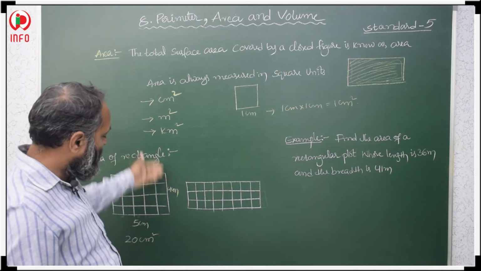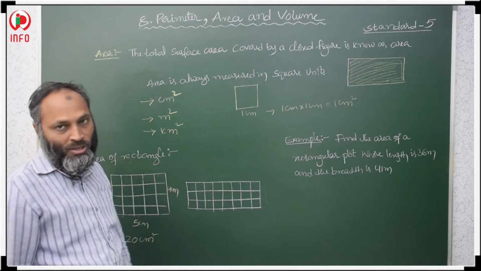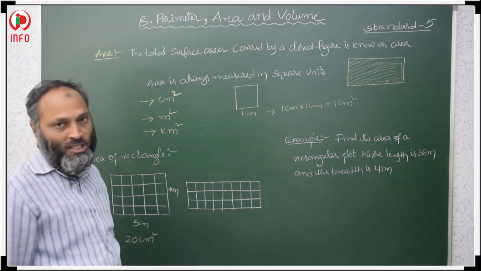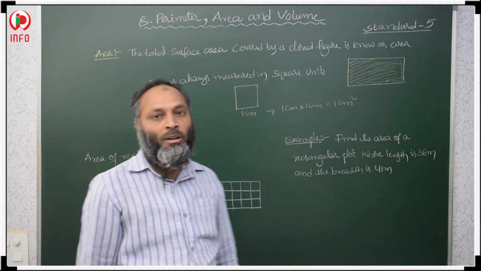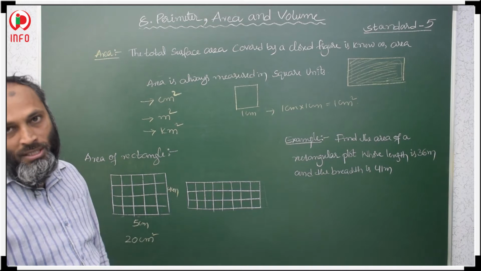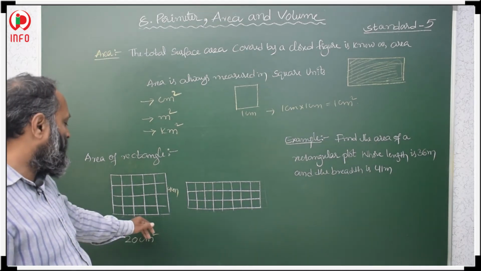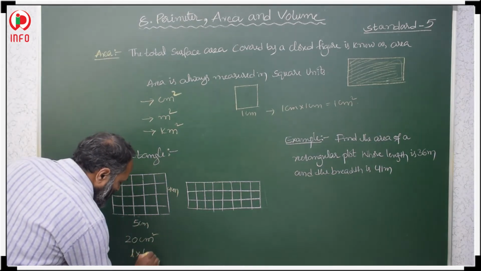In the column, 4 boxes are there, 4 centimeters. Lengthwise we have 5 centimeters, breadthwise we have 4 centimeters. Then total how many boxes are there? 4 fives are 20. 20 boxes means we multiplied here. So we are getting the total number of boxes. It means if you multiply length and breadth, then you will get area, length into breadth.